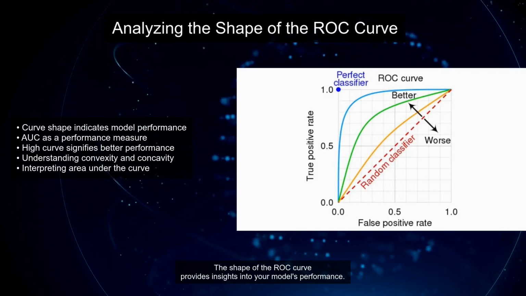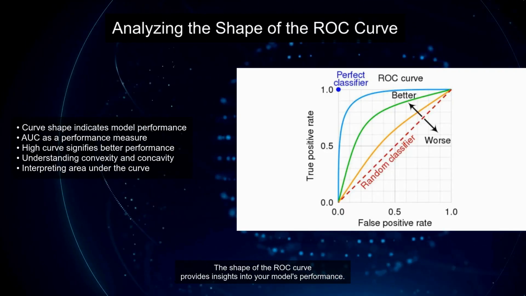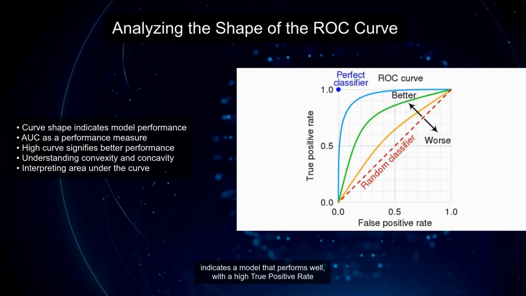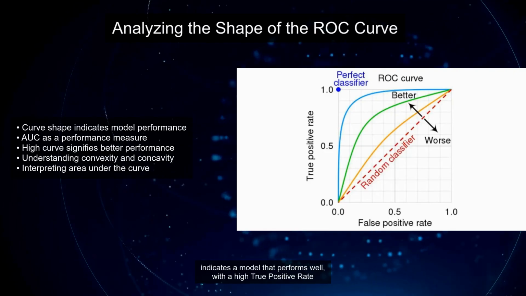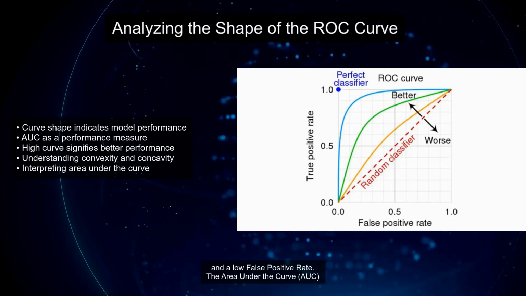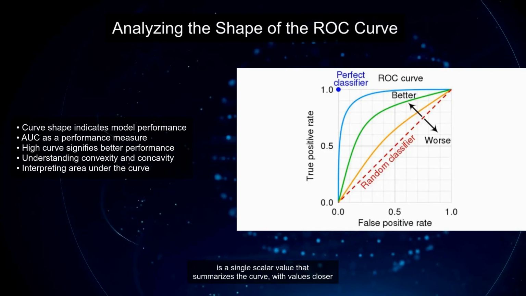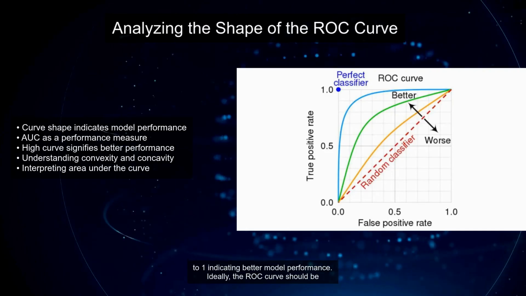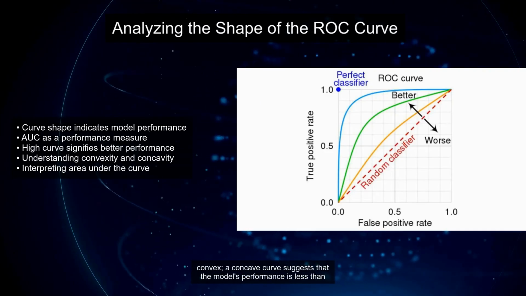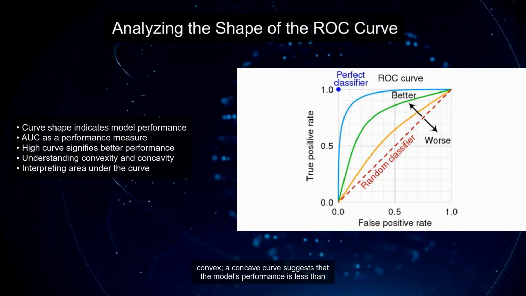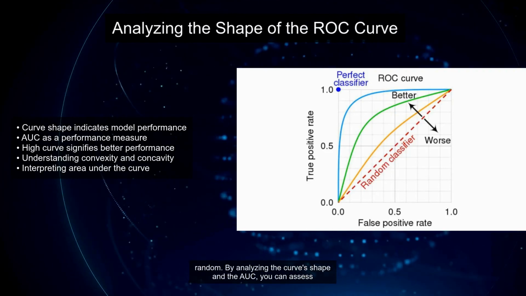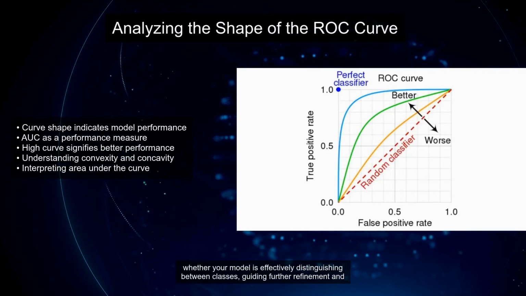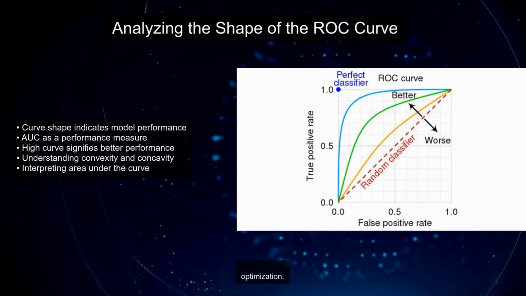The shape of the ROC curve provides insights into your model's performance. A curve that bows sharply towards the top left corner of the plot indicates a model that performs well, with a high true positive rate and a low false positive rate. The area under the curve, AUC, is a single scalar value that summarizes the curve, with values closer to 1 indicating better model performance. Ideally, the ROC curve should be convex. A concave curve suggests that the model's performance is less than random. By analyzing the curve shape and the AUC, you can assess whether your model is effectively distinguishing between classes, guiding further refinement and optimization.